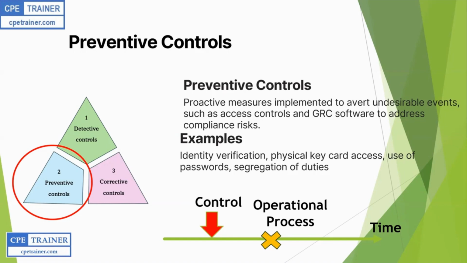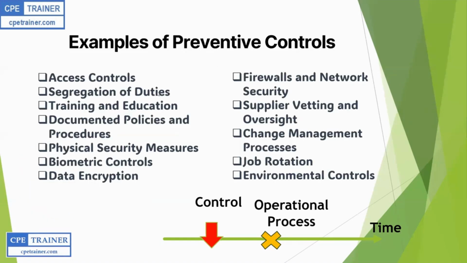So this is a very good control. It actually prevents something from happening. What are the other examples? Very good is access control. It can be physical or logical access, access to a system. So I only allow certain people to access this system. I define roles and responsibilities and permissions in the IT system.